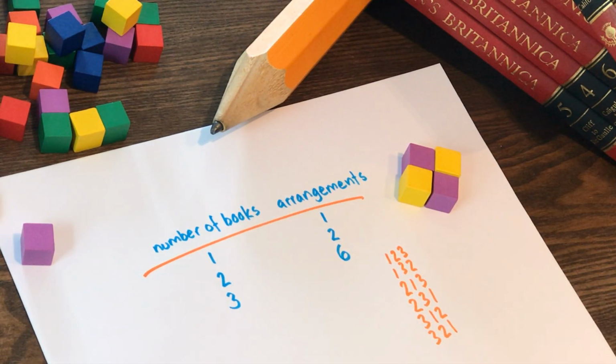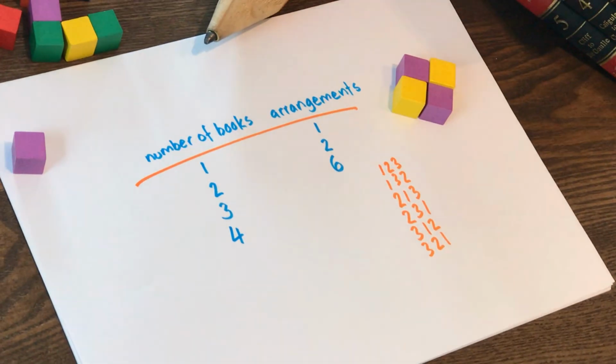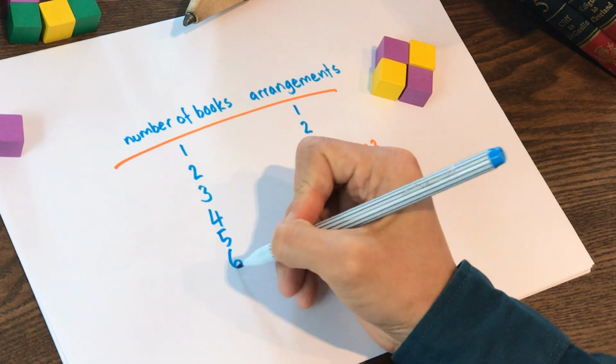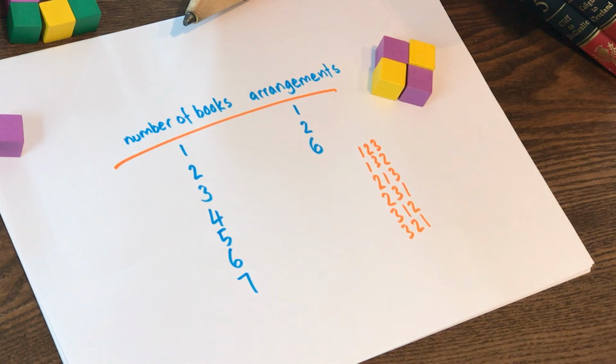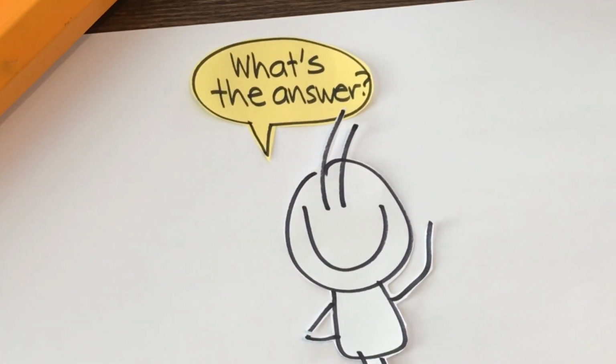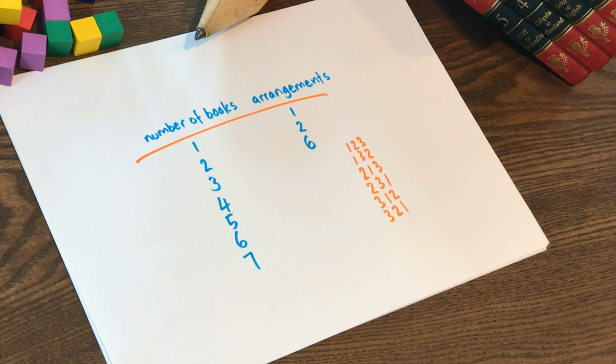Can you predict how many arrangements are possible with 4 books? And perhaps you can see a pattern and use that pattern to solve today's problem. What's the answer? Did you manage to find the solutions to the simpler problem of having 4 books or 5 books and so on, and then use that to solve the main problem?